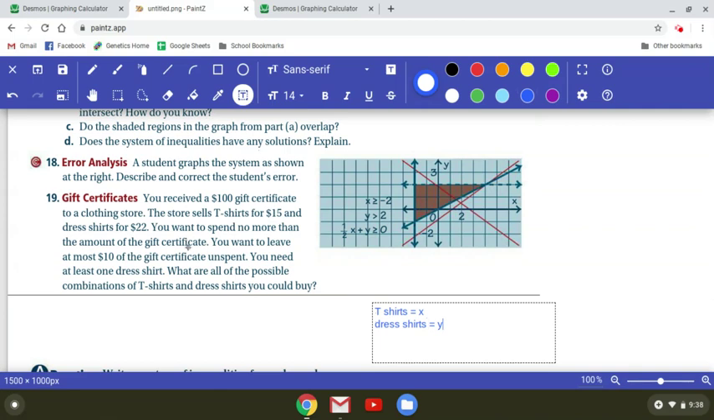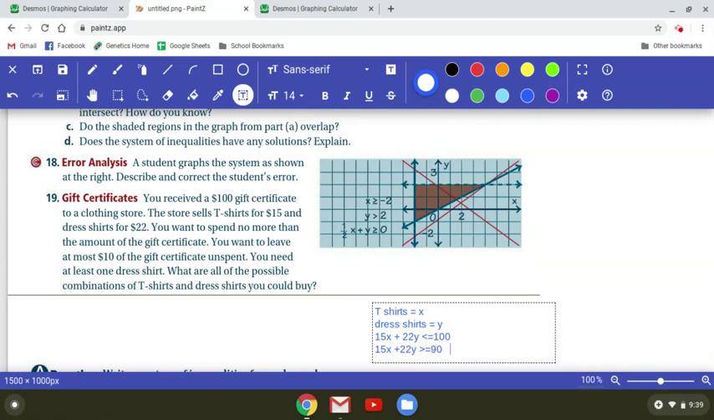So you want to spend no more than the amount of the gift certificate. So 15x, which is the amount of money times how many t-shirts you buy, plus 22y has got to be less than or equal to $100. But you want to leave with at most $10 on the gift certificate unspent. So that means 15x plus 22y also has to be greater than or equal to $90. Where did I get 90? Well, I need to spend at least $90.